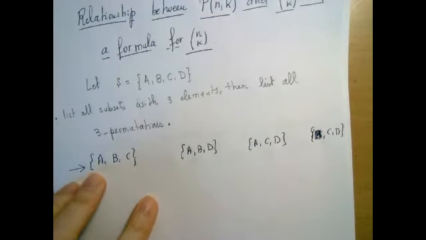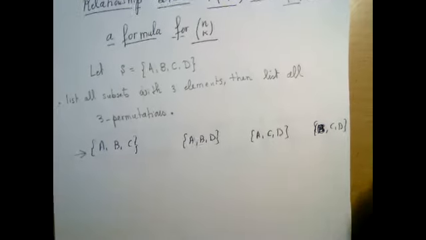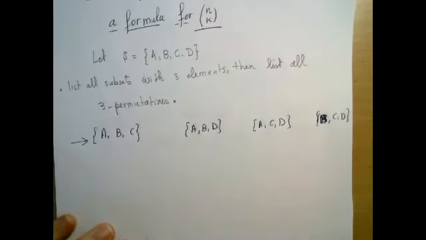Sometimes those are called 3 combinations. They're called either subsets of 3 elements, or in other words, 3 combinations. Now I'm gonna list all the permutations, and then I'm gonna ask you, what's the relationship?